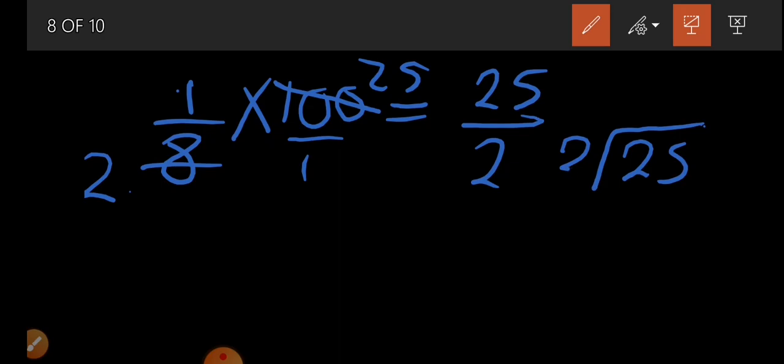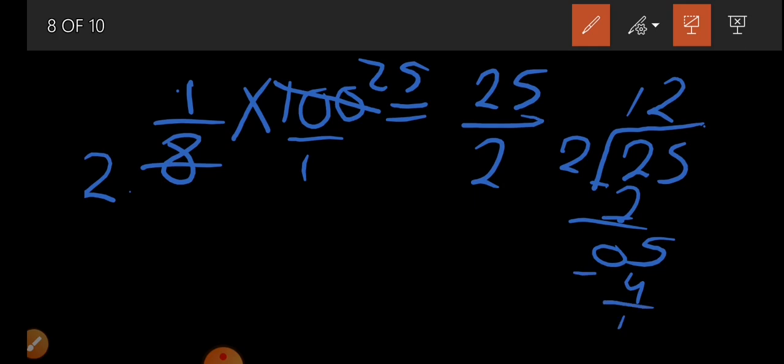25 divided by 2. 2 divided by 2 is 1, multiplied will give me 2, subtract 0. Then put down the 5. 5 divided by 2 will give me 2. Then multiply 2 by 2 will give me 4, subtract, 1. Then I could put a decimal and a 0. No, I want it like this with its remainder. So remainder 1.